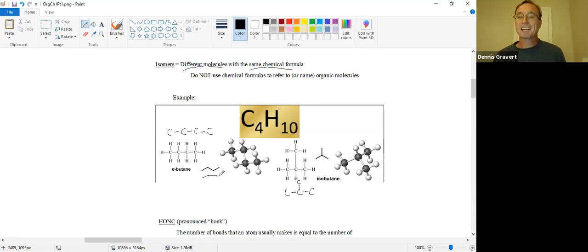Skeletal drawing, I keep pointing at that because that's my preference, but you might be more familiar with these full structural drawings. Hey, this is a nice three-dimensional model. These three drawings all represent the same molecule that has the common name n-butane. And an isomer of butane, the common name is actually isobutane. That's logical. The three-dimensional shape, skeletal, structural, these represent the same molecule that happens to be different than this one.